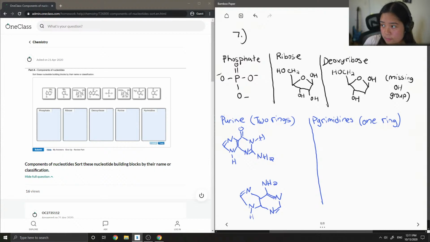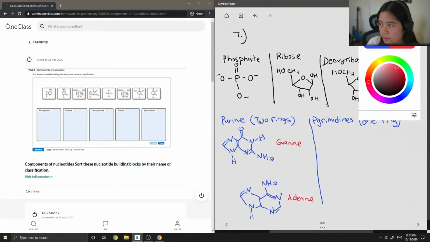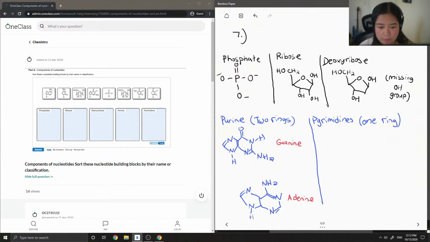Okay. So if you're familiar with your biochem, you'll see that these are part of the building blocks of DNA. So these are guanine and adenine molecules, and they're both purines. And for the pyrimidines, I'm going to look at all of my one ring structures. So there should be 3 of them that are left.